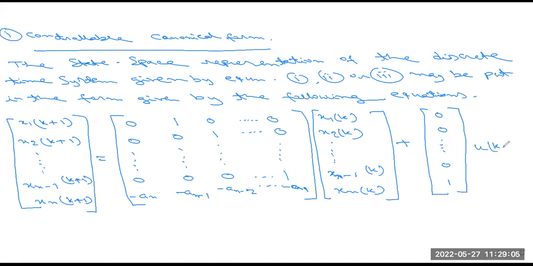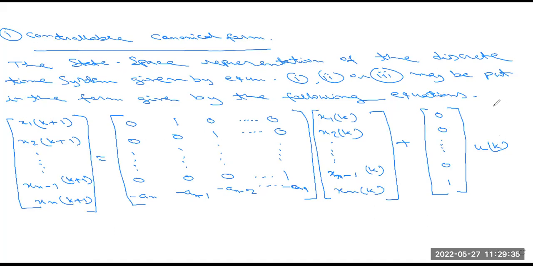You know what u of k is? Anyone, what is u of k? I previously gave it. No one responds, this is very bad. What is u of k? u of k is the input of the system. And what is y of k? y of k is the output of the system. I have previously written it, so please go to the previous one.